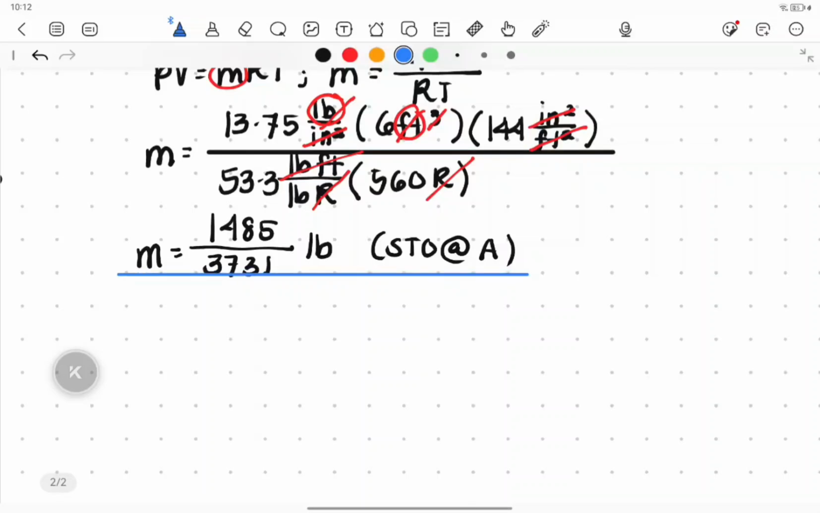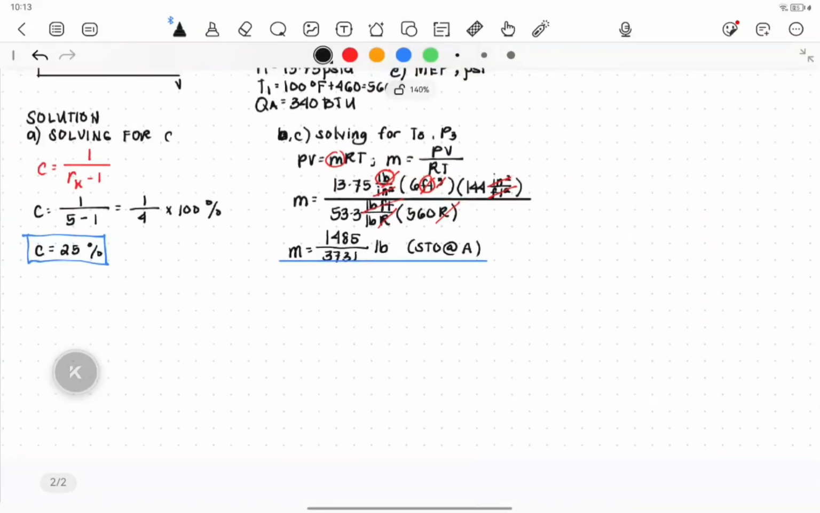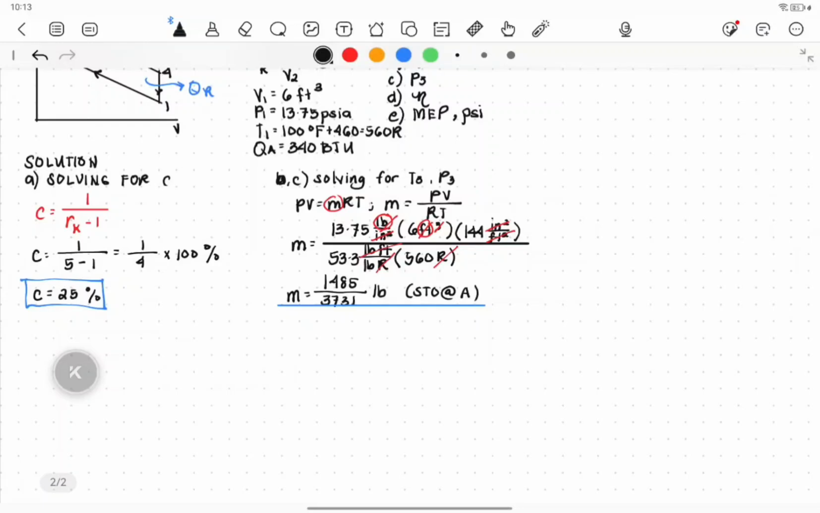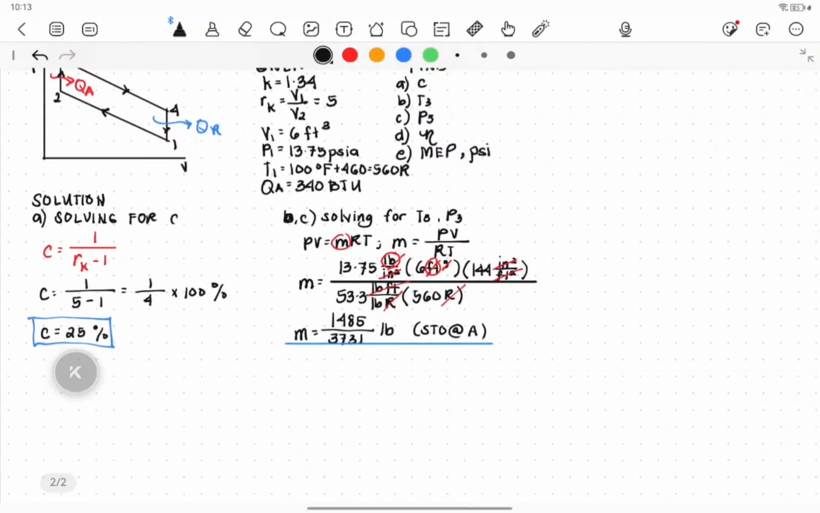So I suggest here that you don't truncate your answers. It's better to write the entire value so that there won't be a discrepancy on the final answers. But it depends on your course instructor if that is the rule. Okay? But if you are not prohibited to round off your answer, then go ahead.